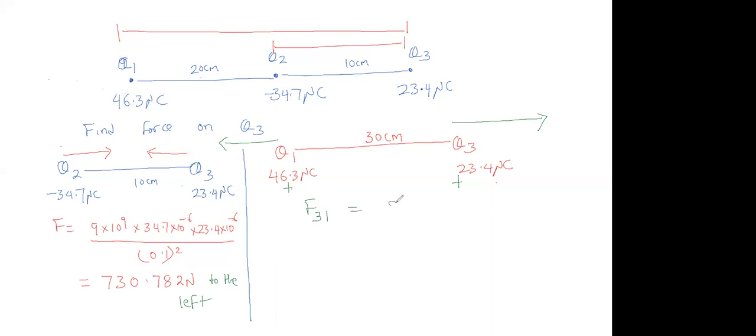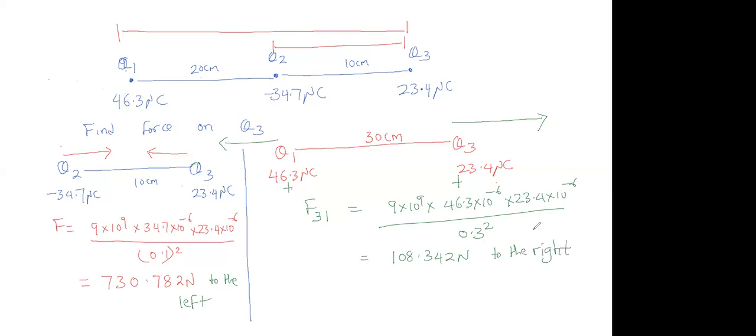Q3 due to Q1. So here we shall have 9 times 10 power 9, times 46.3 exponent negative 6, times 23.4 exponent negative 6, out of 0.3 squared. Please do not forget that the distance from Q1 to Q3 is 20 plus 10. So let us also calculate and see what we come up with. I have 108.342 newtons to the right. Okay. Yeah, thank you, Mary. Mary, continue and finish. Please continue.